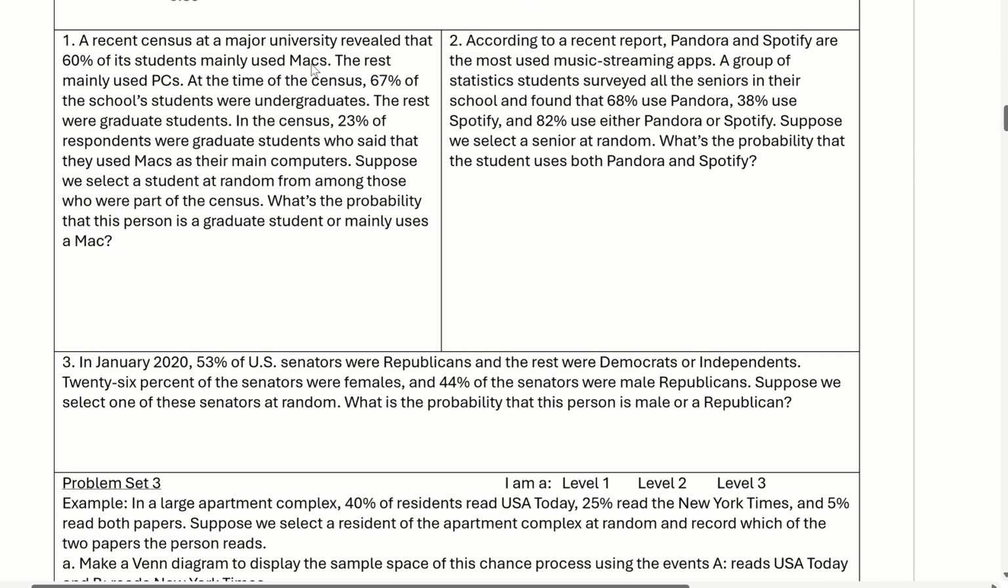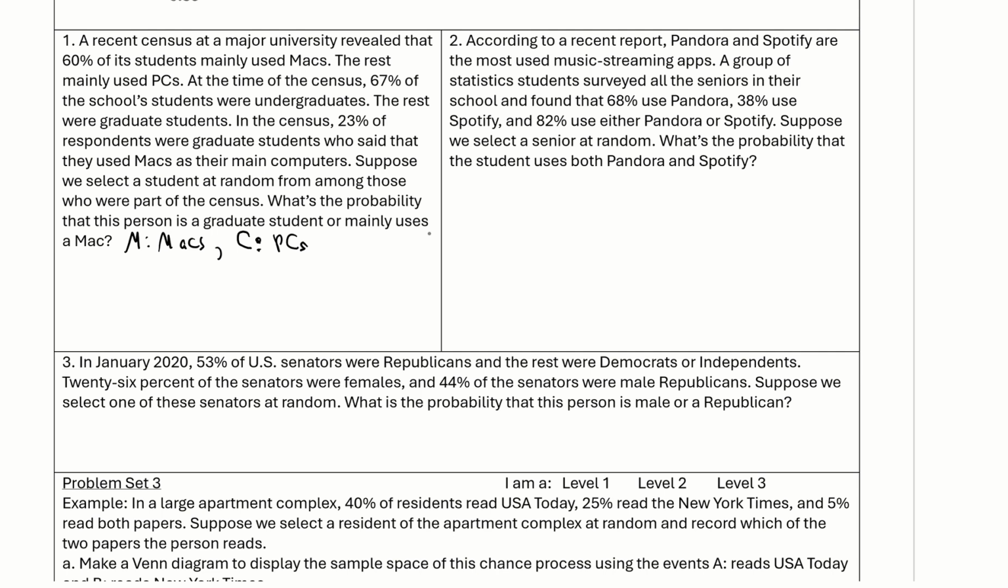So number one, a recent census at a major university revealed 60% of its students mainly use Macs. Okay, so let's say M is for Macs, and we've got Macs and PCs, so we'll say C is for PCs. What is the probability that this person is a graduate student or mainly uses a Mac? 60% of its students mainly use Macs. The rest mainly use PCs.